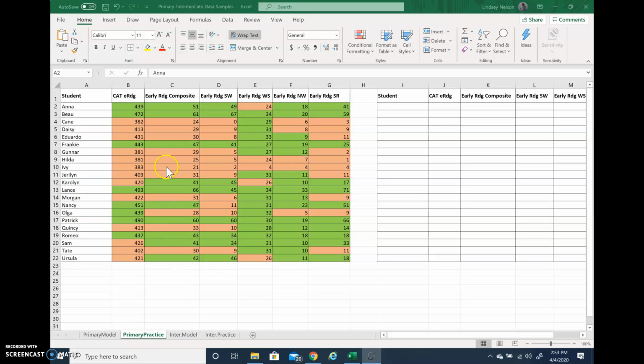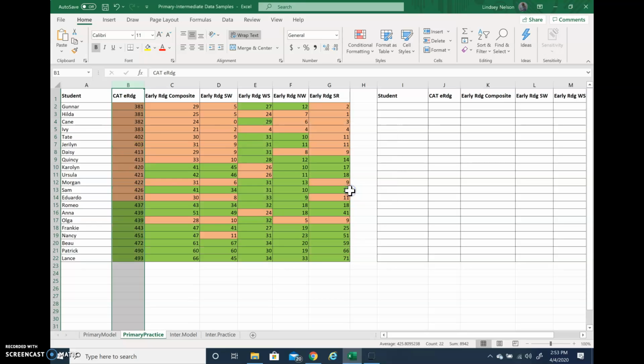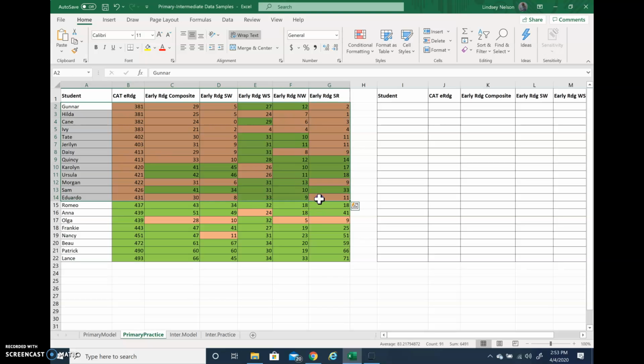When I begin, I like to start by looking at my first data point, my e-reading, and sorting and filtering it from smallest to largest. We'll expand the selection. And now I can see my students who are below level on this first data measurement.